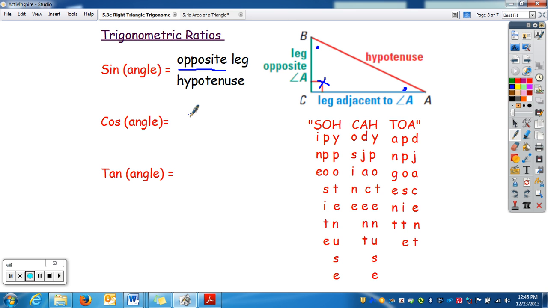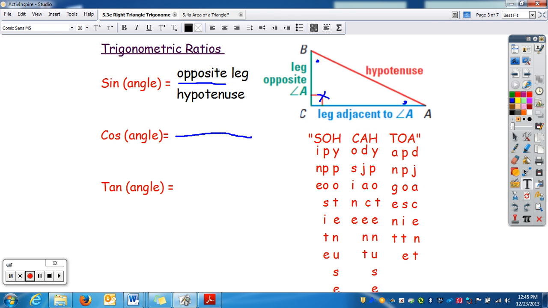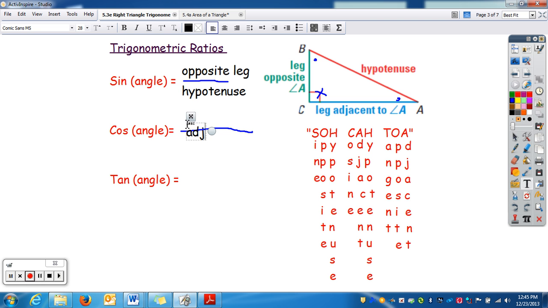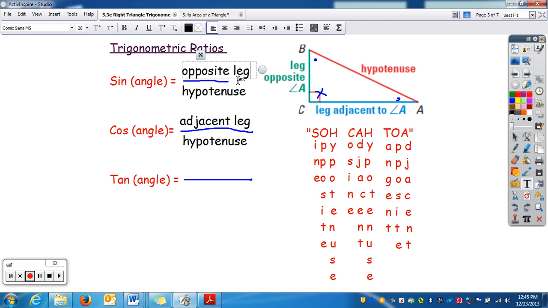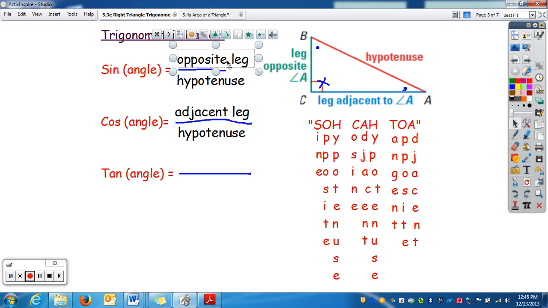Cosine of an angle is a different fraction, but instead of being opposite over hypotenuse, it is the adjacent leg over the hypotenuse. All right. And then tangent, our third trig ratio, is the opposite leg over the adjacent leg.